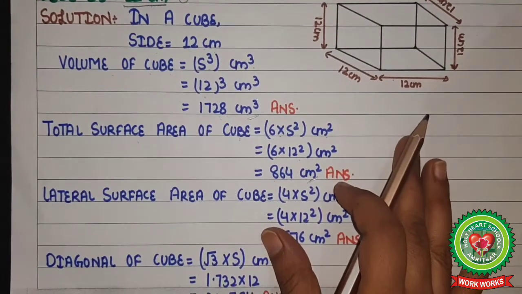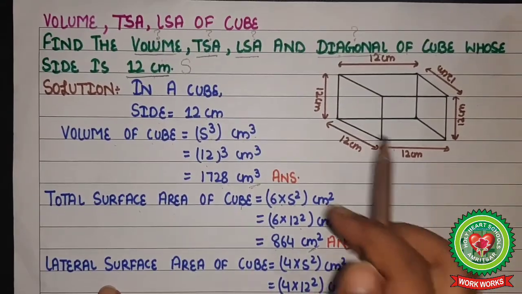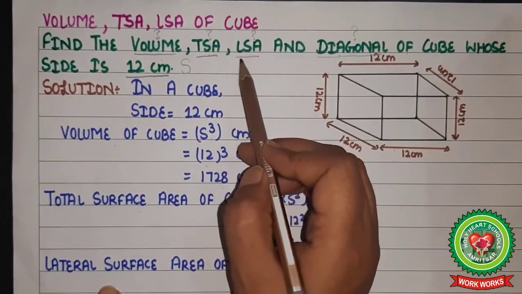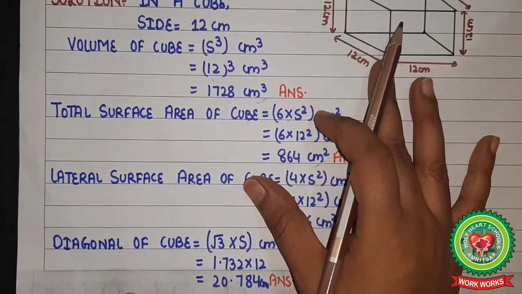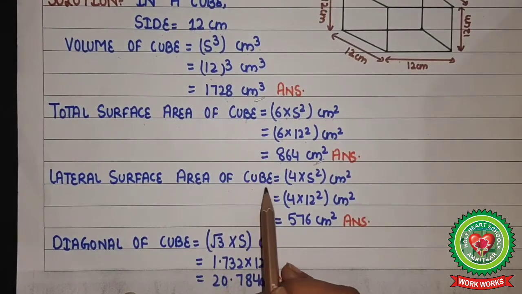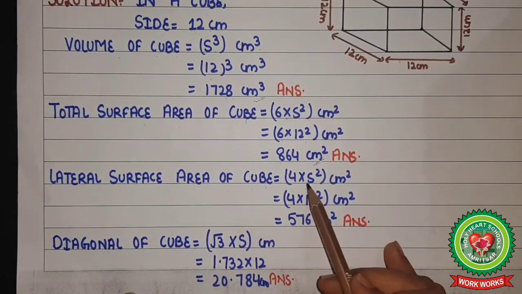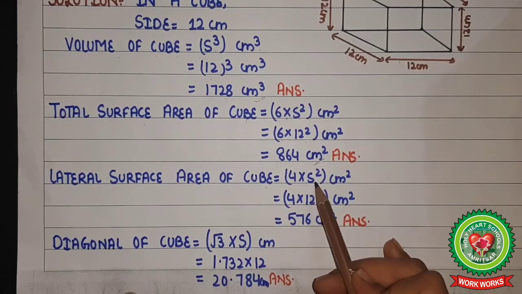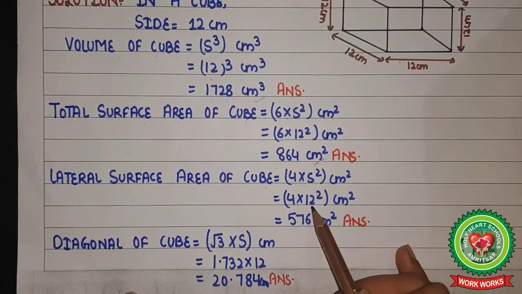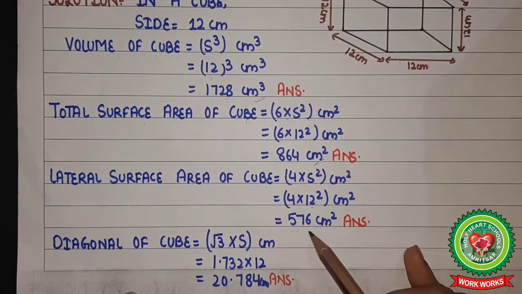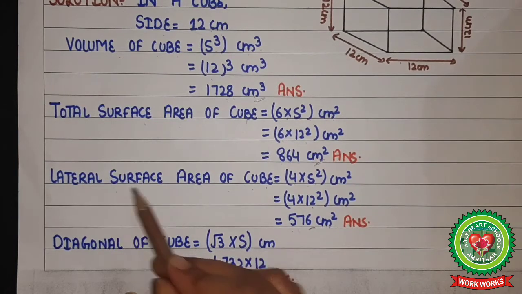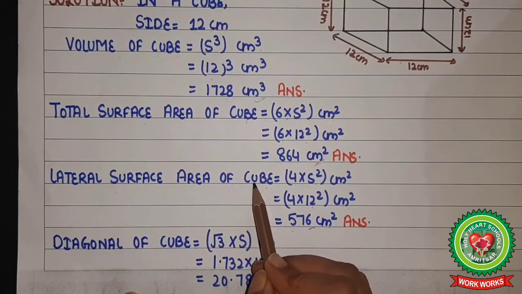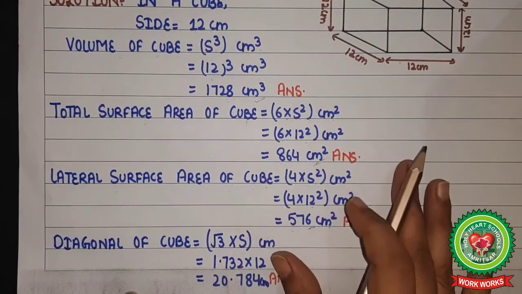Now students, after finding total surface area, what do we need to find? We need to find lateral surface area. So apply the formula of lateral surface area of cube, that is 4 into side square. So put the value of side, that is 12. After doing multiplication, I'll get 576 centimeter square as the answer of lateral surface area of cube.